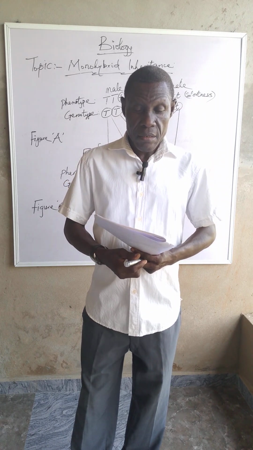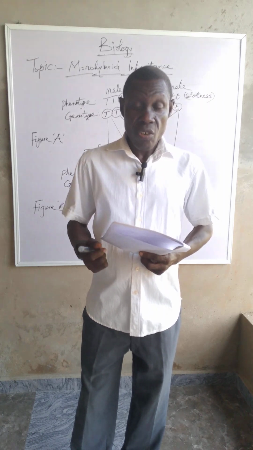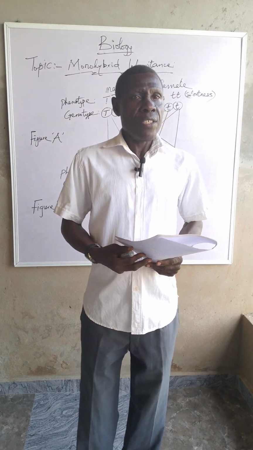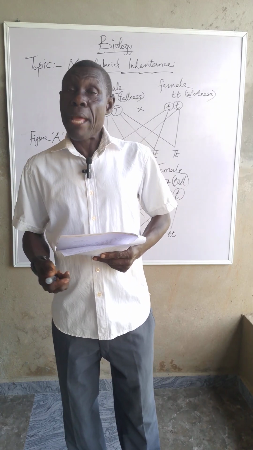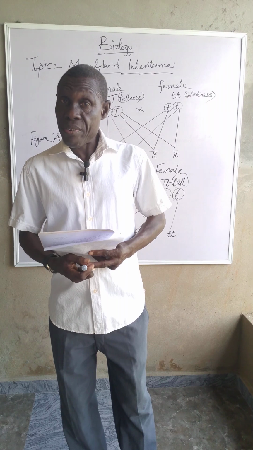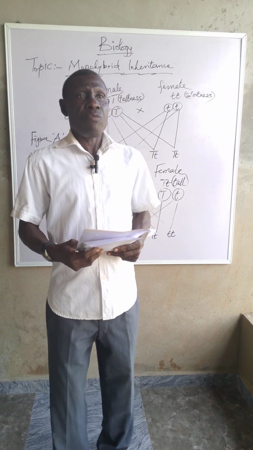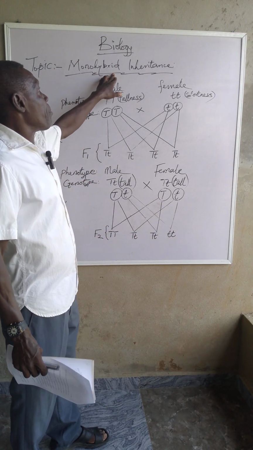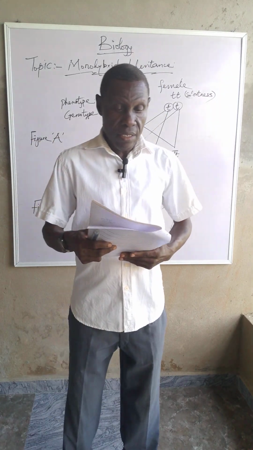Gregor Mendel used two major methods in conducting his experiments. These two methods include one, monohybrid inheritance, and two, dihybrid inheritance. So this time we are going to discuss the first one, titled monohybrid inheritance. Now listen carefully.